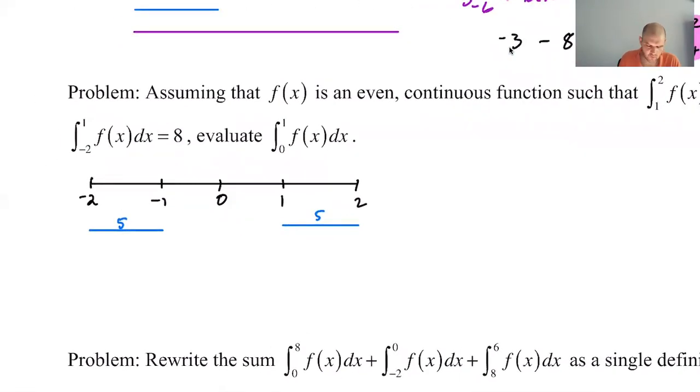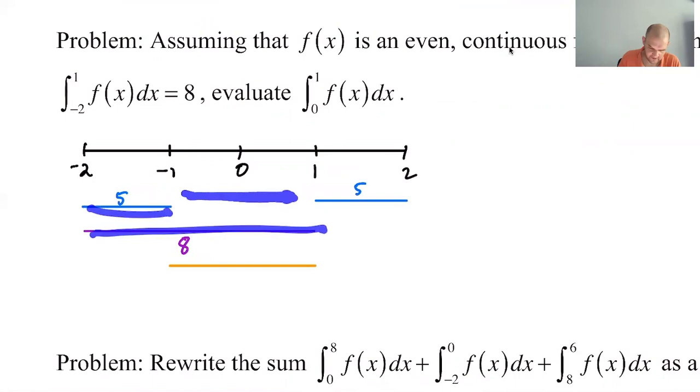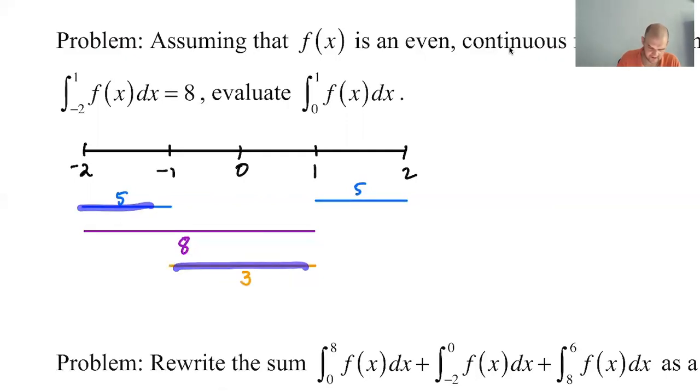-2 to 1 is 8. So this is 8. And we want 0 to 1. All right, I think I see the way through, because we now know, I need another color. Well, we know that this part from -1 to 1, if this is 8 and this is 5, then the difference must be 3. So this is 3. That's the only way, because you need to be able to add this and this to get this. So that must be 3.